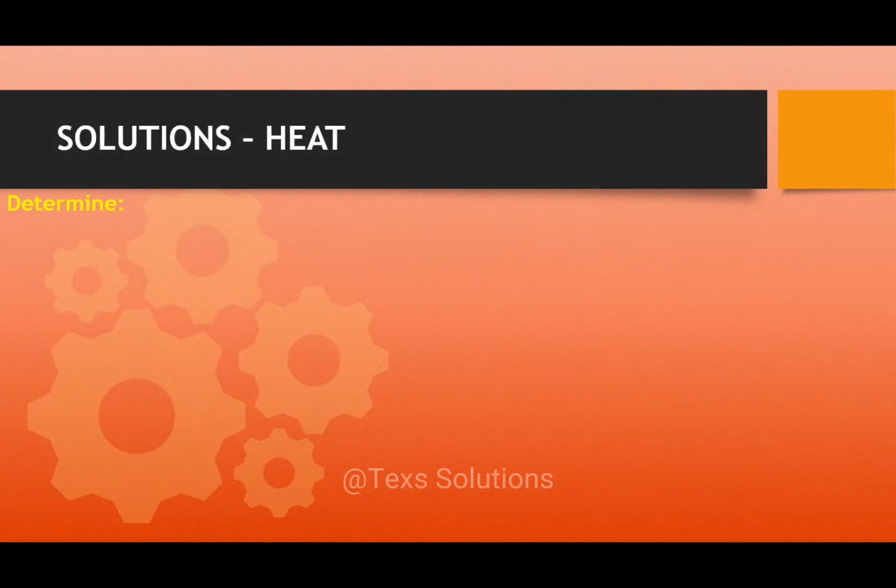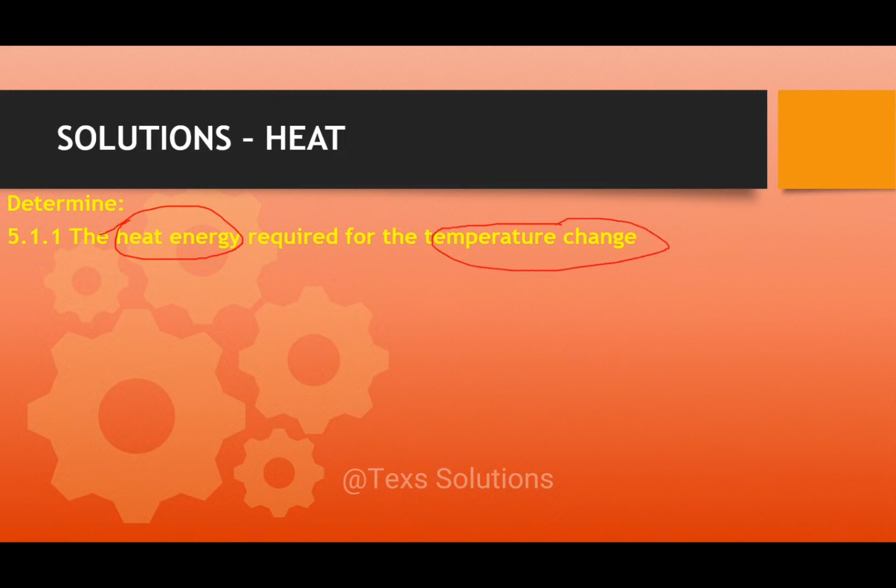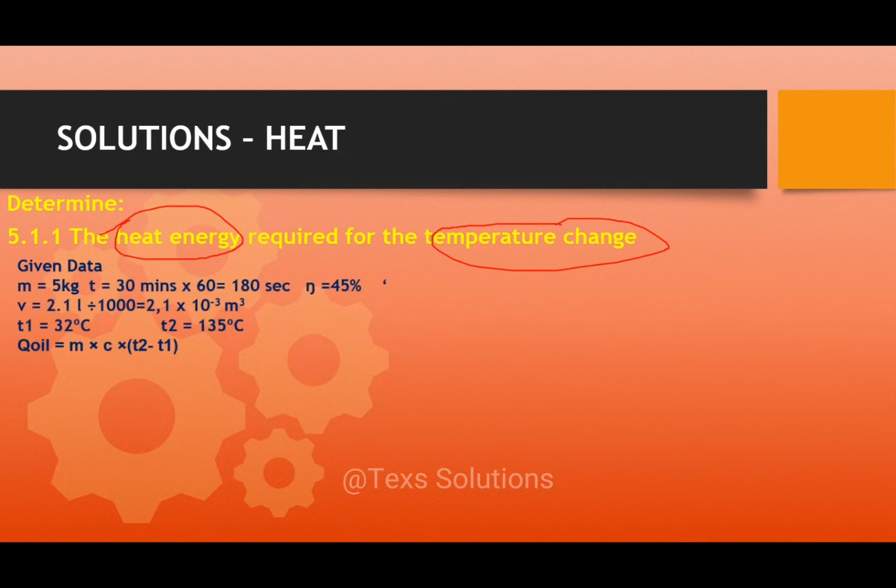Okay, so let's look at the first question. It says determine the heat energy required for temperature change. Right, so if you remember now that the oil was being heated up from one temperature to another, so the heat energy that they're asking us to calculate is the one for the oil. Okay, so the heat energy is moving from the fuel to the oil. So if I look at the given information that we have, we've got the mass of the fuel, we've got the time, and we now know the temperature is changing from 32 to 135 degrees. So I need to find the heat energy that the oil is receiving. Since oil is a normal substance and not a fuel, we're going to use M times C multiplied by T2 minus T1.